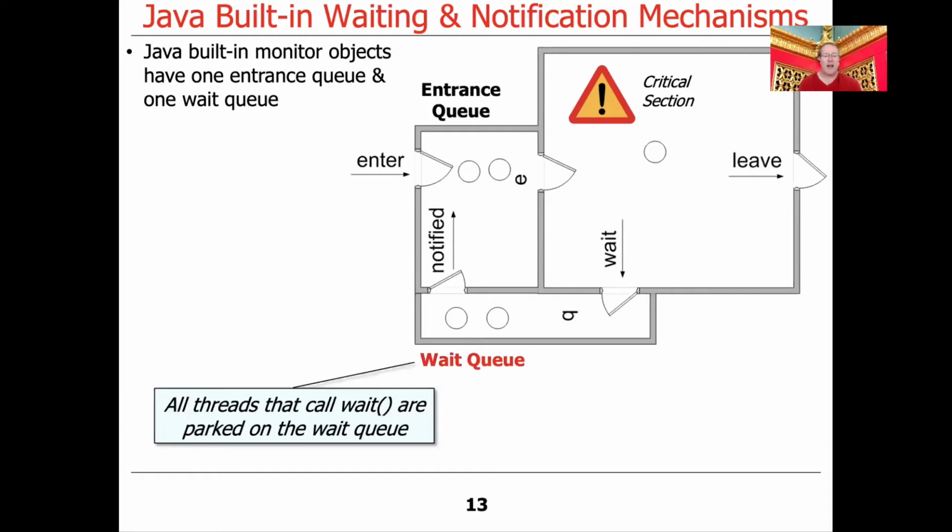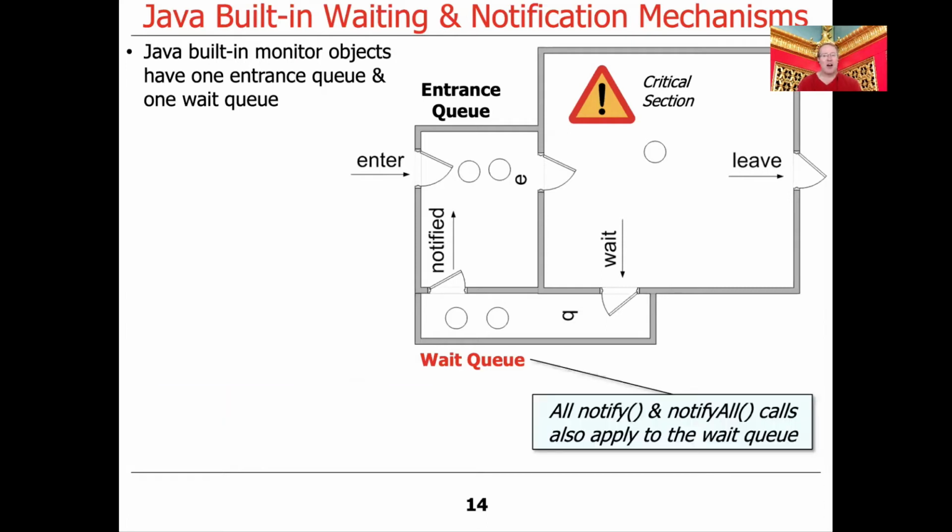Then we have the wait queue, and all threads that call wait on a given monitor object will be parked on the wait queue, waiting to be notified when conditions change that may be more to their liking so they can proceed. All the notify and notifyAll calls apply to the wait queue, and basically they take either one waiter or all the waiters and move them from the wait queue into the entrance queue so they can go ahead and actually run.